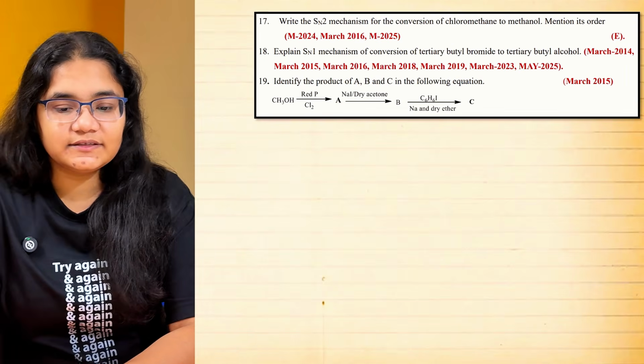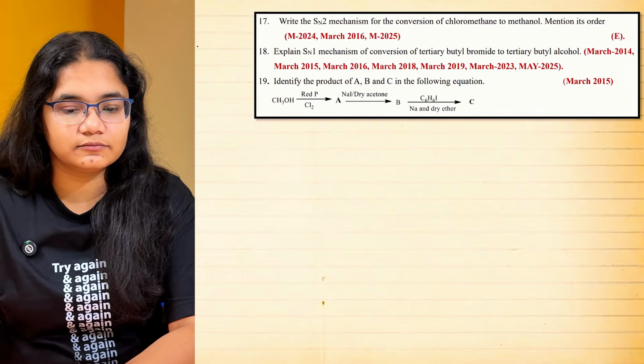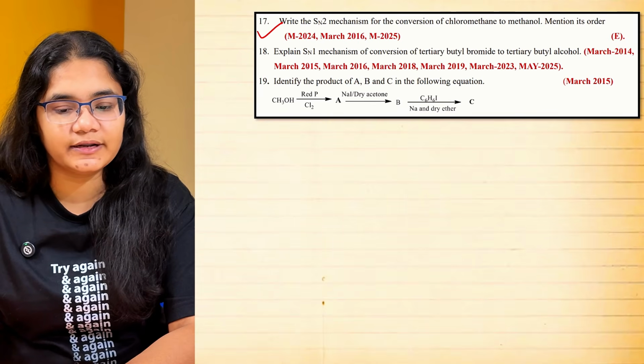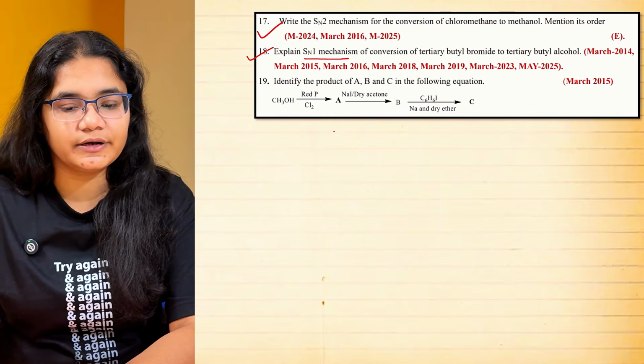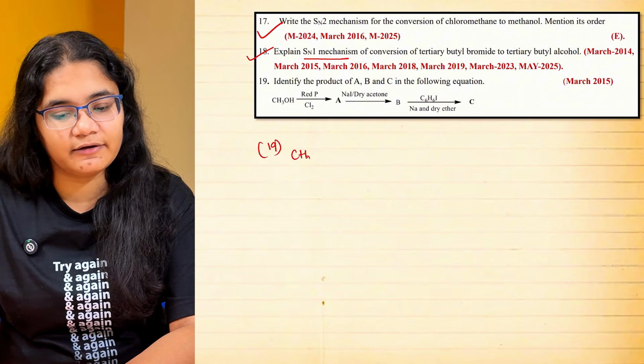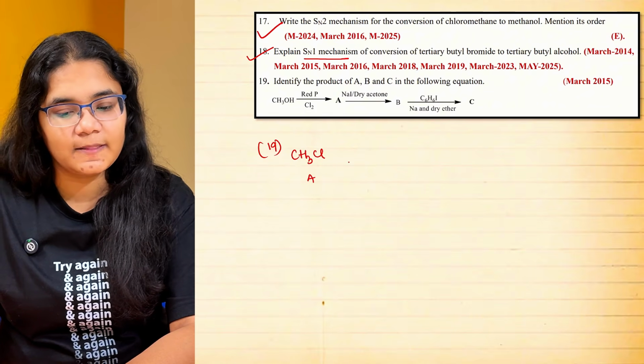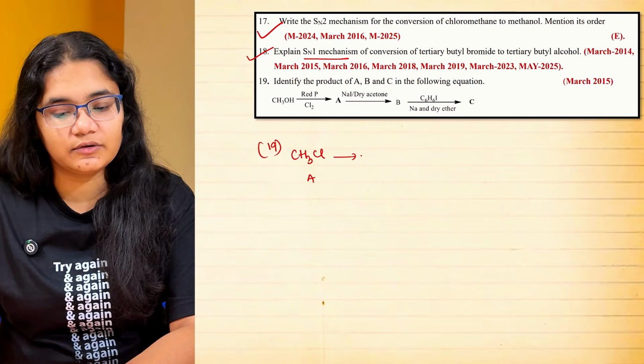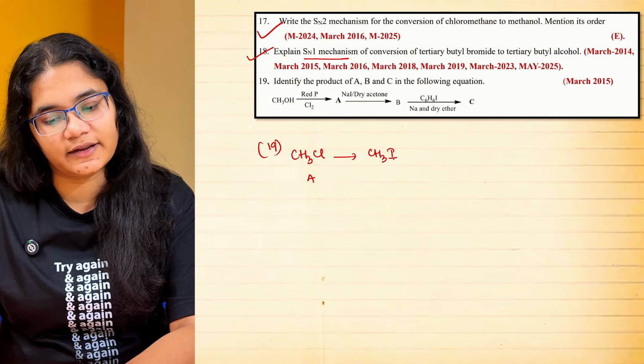Okay, next, SN2 mechanism. SN2 mechanism already discussed. SN1 mechanism already discussed. Next, see question number 19. So first we will get red phosphorus, so you will get CH3Cl. Then you have Na and dry acetone, that is CH3I, Finkelstein reaction.